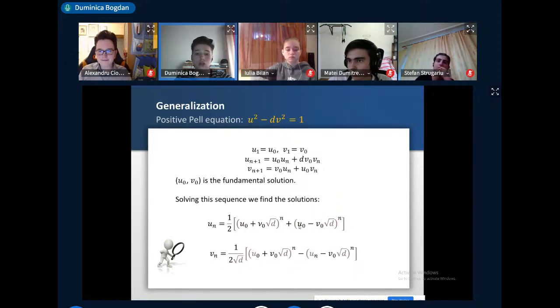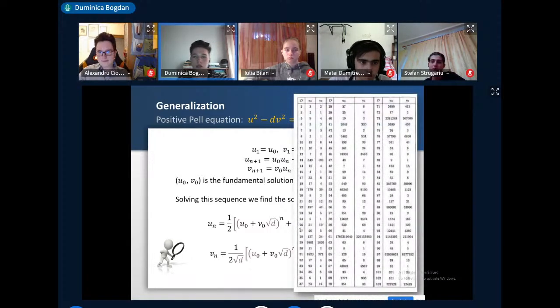We denote u_0 and v_0 the fundamental solution, meaning the smallest solution different from 1 and 0. Now find the sequence shown here, meaning u_1 equals u_0 and v_1 equals v_0, and the other two relations below referring to u_{n+1} and v_{n+1}. Solving this sequence, we find the solutions written here for u_n and v_n, which obviously depend on u_0 and v_0.